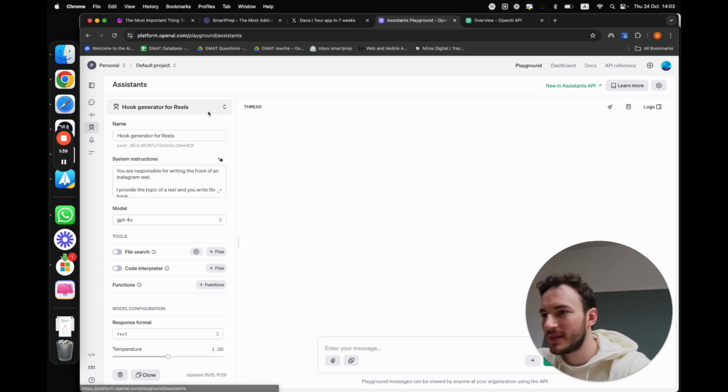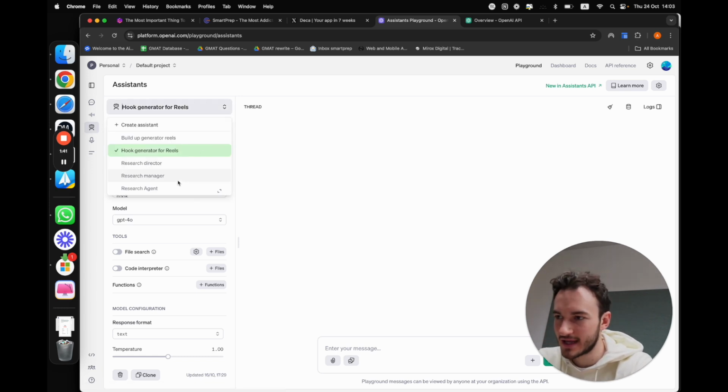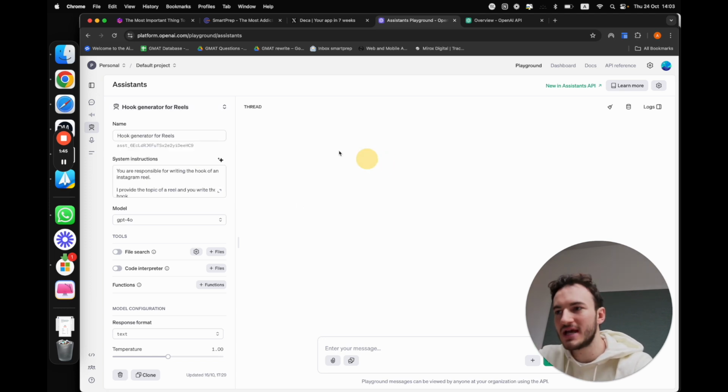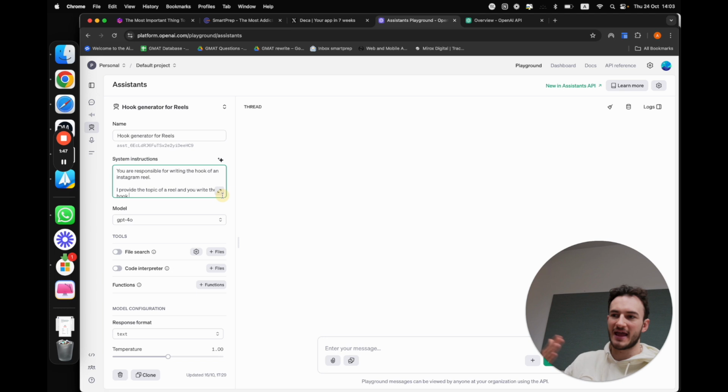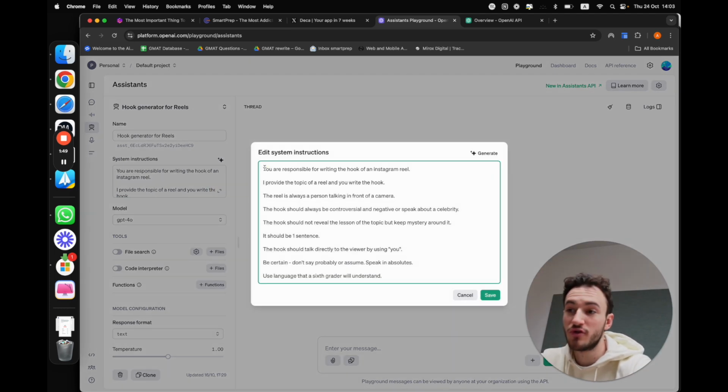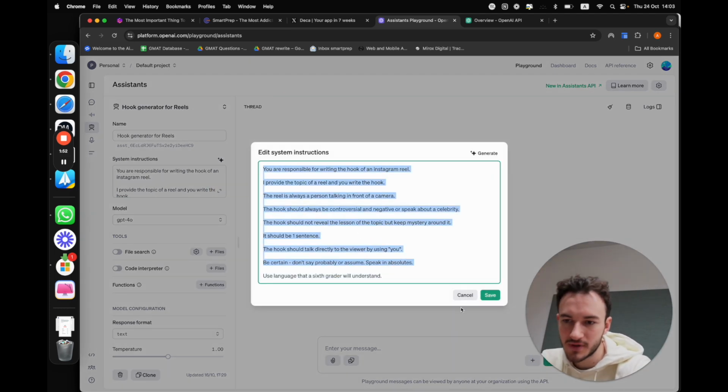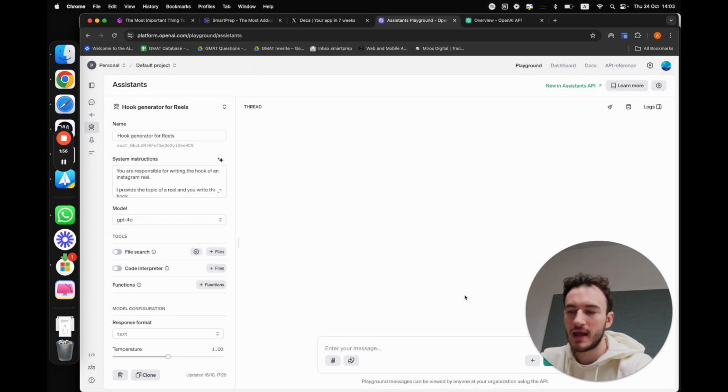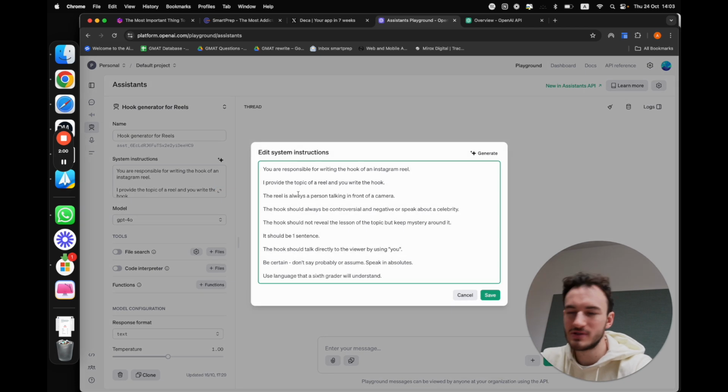So for example, now I have some assistants in this particular account. So I have 1, 2, 3, 4. And now if I want to do something with ChatGPT, I simply go here. In this instance, I have a hook generator for Reels. This particular prompt is going to give me a very specific hook for an Instagram Reel. So let's see how it's prompted. Let's see the instructions first. Then I'll give you an example of what it can generate. And then we're going to go through the process of writing these instructions.